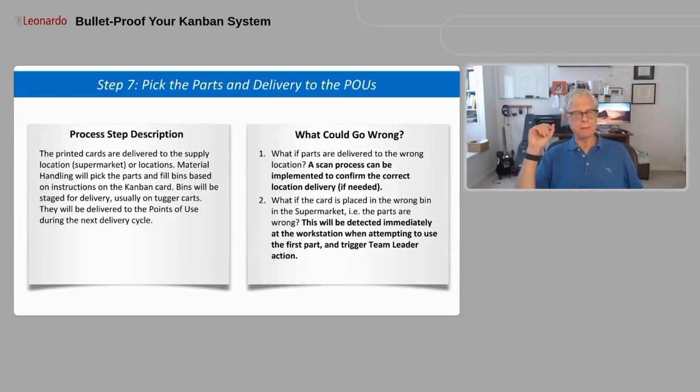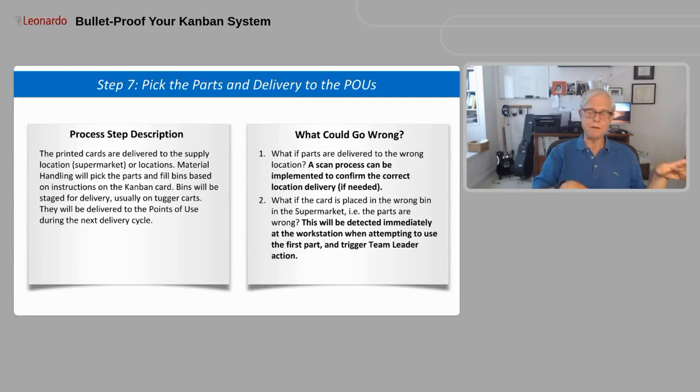Okay, so step number 7. We're getting close to the end here. Don't worry. So step number 7, pick the parts and deliver. So at this point, the printed cards are delivered to the supply location, the supermarket, or locations. You may have more than one replenishment area.